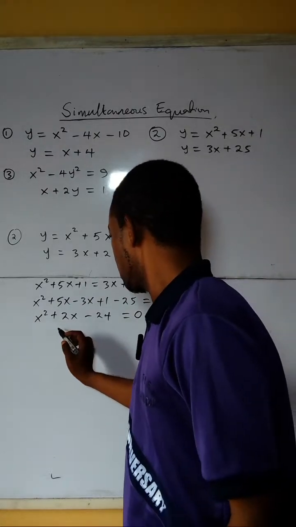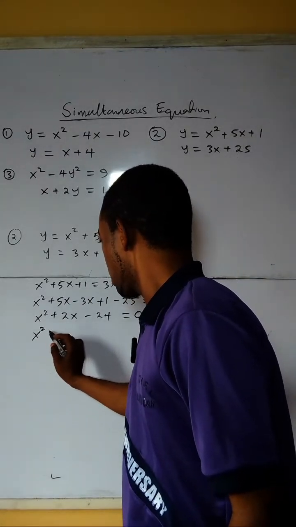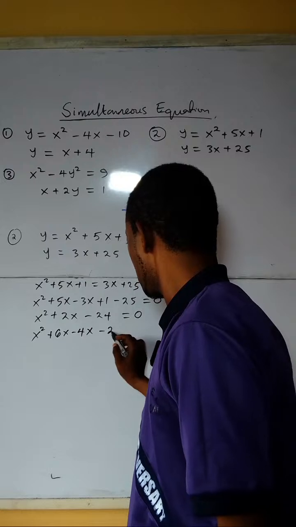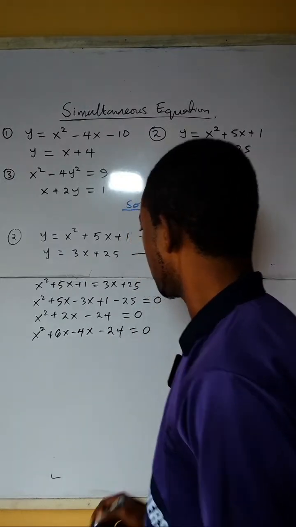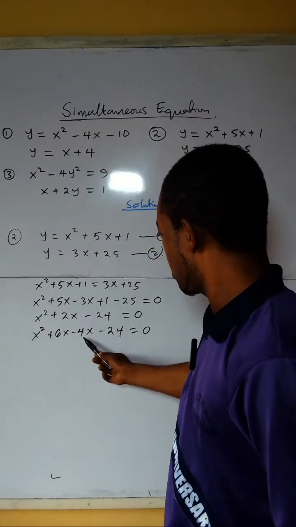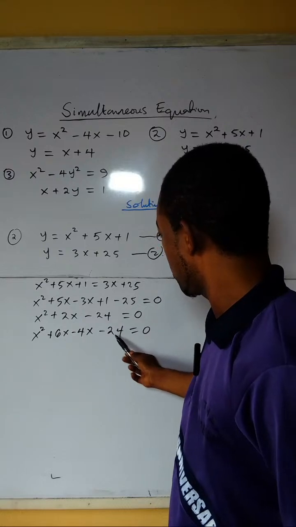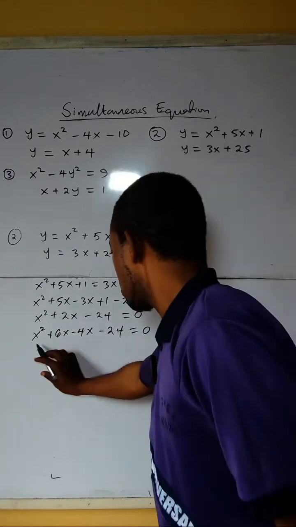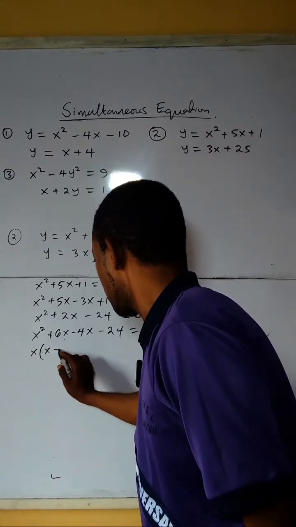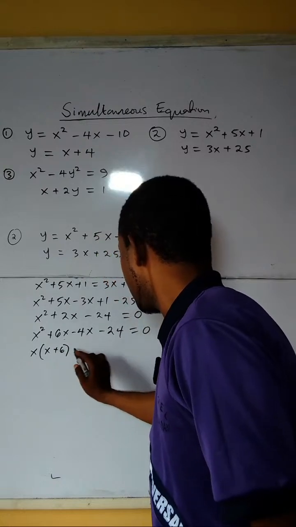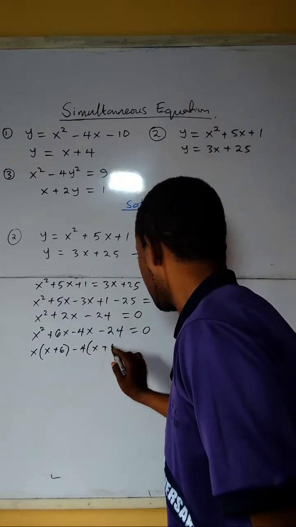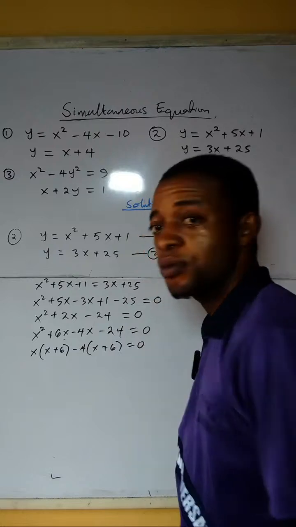That is, when we solve this, this becomes x squared plus 6x minus 4x, then minus 24 equals to 0. From here, 6x minus 4x will give us plus 2x, and 6x times minus 4x will give us minus 24x squared. Then what is common between these two here? We have x into bracket, x plus 6 left here. Then here minus 4 is common. Then also we have x plus 6 left here, equals to 0.